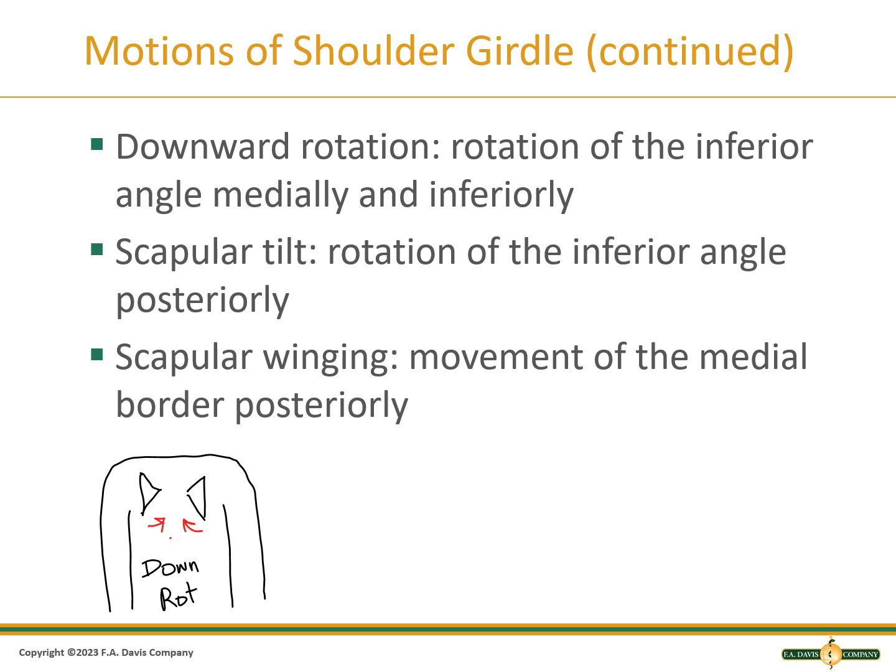We also have scapular tilt, which is rotation of the inferior angle posteriorly. So that's where we think of the top part of the scapula tipping forward and the bottom part tipping backwards. And then scapular winging is movement of the medial border posteriorly, and that's when we can get our fingers in underneath of the patient's scapula because there's gapping in that scapulothoracic articulation because of serratus anterior weakness.